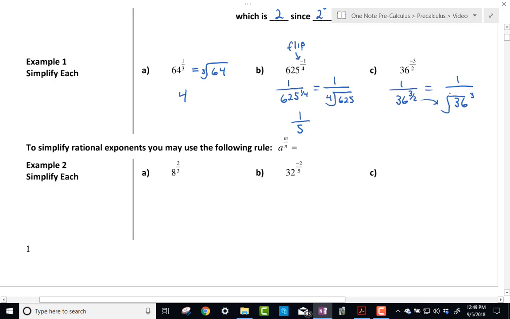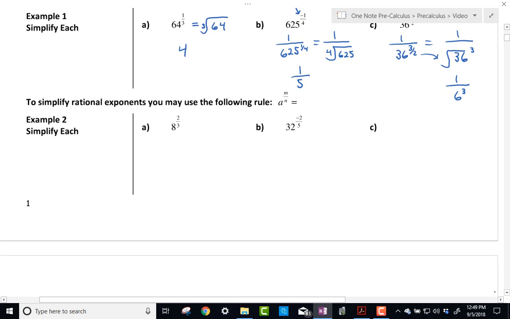Now, I can do this two different ways. I can either take the square root first, or I can cube it first. I don't know about you guys, but taking the square root of 36 is a lot easier. So this turns out to be 1 over the square root of 36 is 6, and I raise it to the third power, and I'm not sure what that is. I think it's 216. All right?